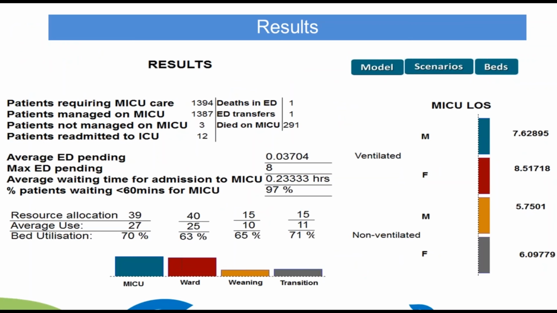And so we built the model and we outputted some interesting results. What we found eventually, once we'd run lots of different scenarios and played around with the pathway, was that they didn't actually need 44 critical care beds. What they needed was about 39 critical care beds. They needed about 20 weaning beds, and they needed a further 15 transition beds.